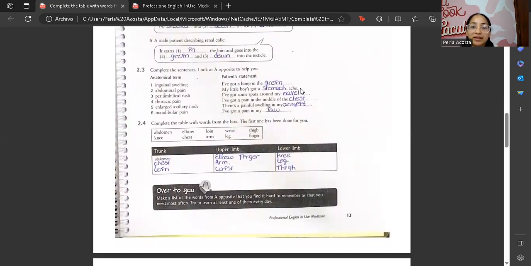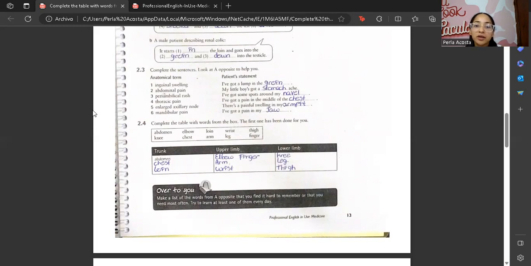2.3. Complete the sentences. Look at A opposite to help you. Anatomical term and patient statement. Okay, let me read this. Anatomical term: inguinal swelling, abdominal pain, periumbilical rash, thoracic pain, enlarged axillary node, and mandibular pain. Patient statement. I've got a lump in the groin.